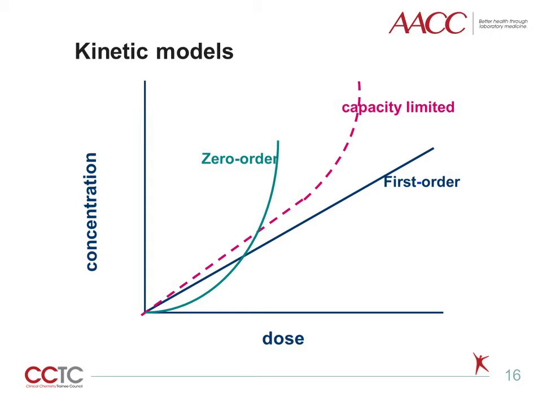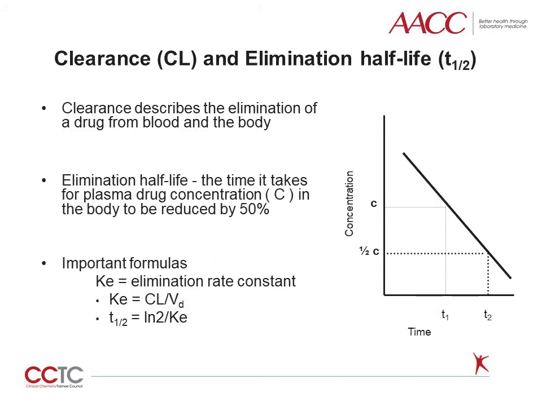Zero order kinetics occurs when the rate of elimination is not dependent on the drug concentration. Examples of drugs that follow zero order kinetics at high concentrations are ethanol, phenytoin, and salicylates. Capacity limited or nonlinear kinetics occurs when the rate of elimination shifts from first order to zero order based on saturation of elimination processes. Essentially, any drug can become capacity limited in an overdose situation.